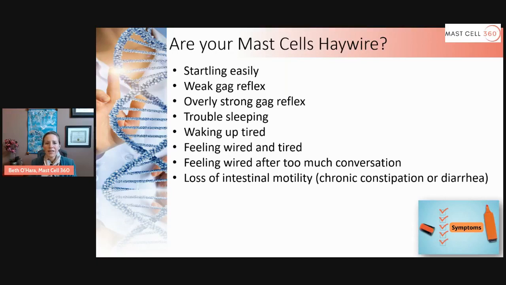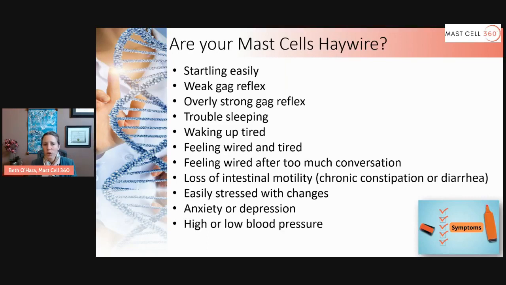Do you have trouble with intestinal motility? So this means either chronic constipation or diarrhea. Things are too slow or they're too fast. Do you get easily stressed with changes? Do you have anxiety or depression?